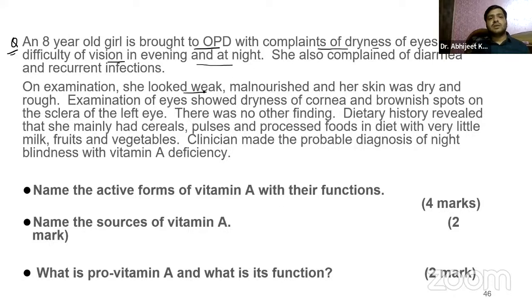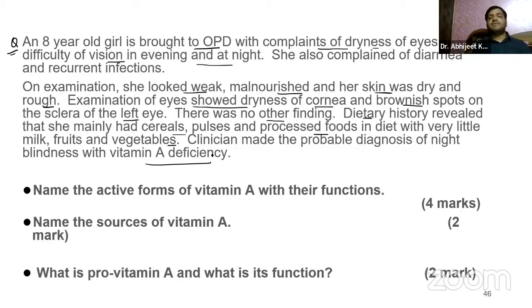On examination, she looked weak, malnourished, and her skin was dry and rough. Examination of eyes showed dryness of cornea and brownish spots on the sclera of the left eye. There was no other finding. Dietary history reveals that she had cereals, pulses, processed foods in diet, and very little milk, fruits, and vegetables. Clinician made the probable diagnosis of night blindness with vitamin A deficiency.